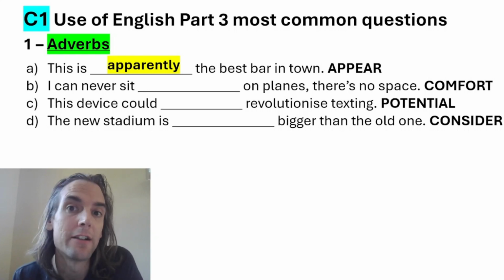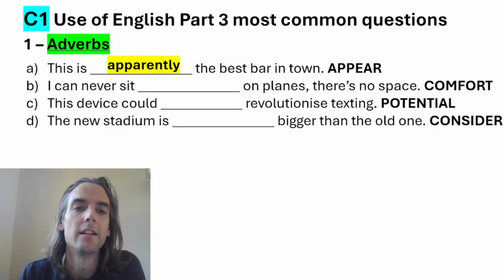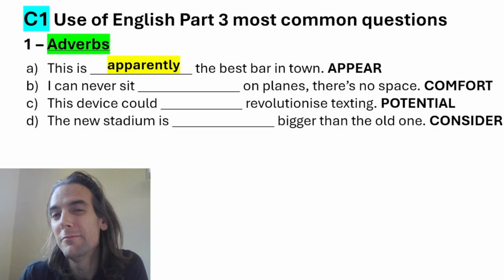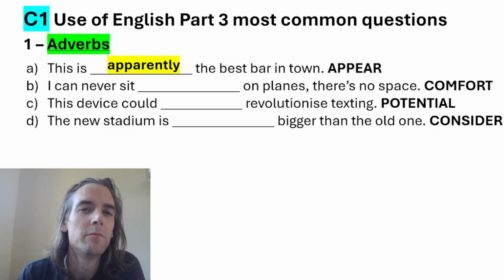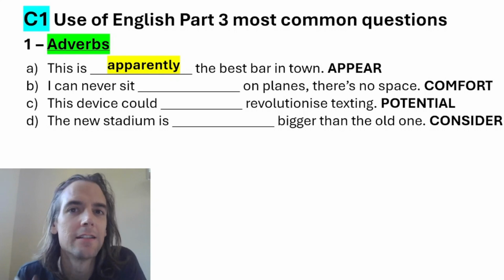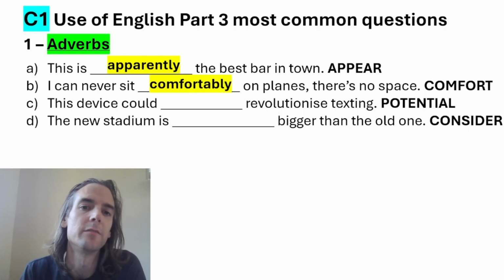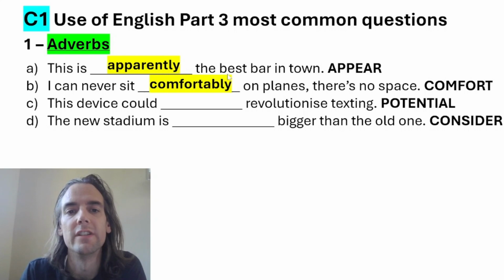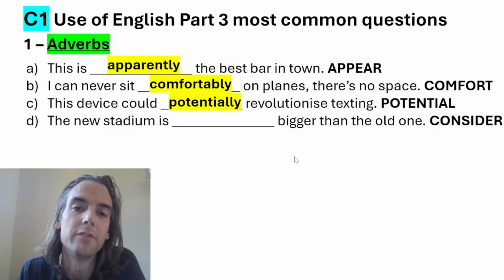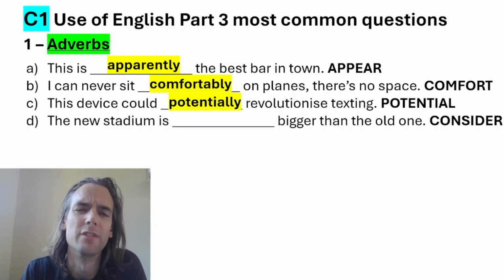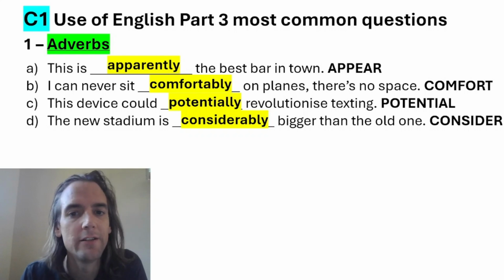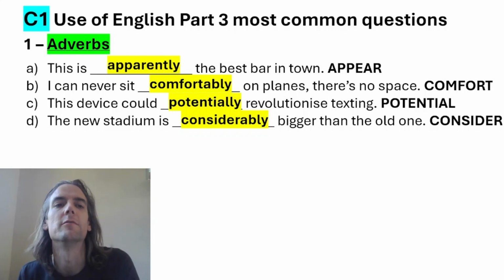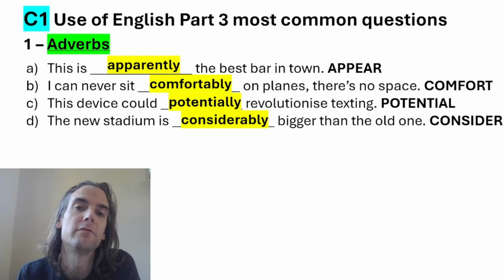Appear is apparently, it is the same root. B is a bit of a trick. People might say comfortable, sit comfortable. Sort of possible, but if we're being very strict, you sit. How do you sit? We need an adverb. Comfortably, obviously removing the E again and replacing it with a Y. Potentially with double L, and, this is a very common one, considerably. As in you can consider it, it is considerable, it is considerably bigger. So that's our first one for adverbs.